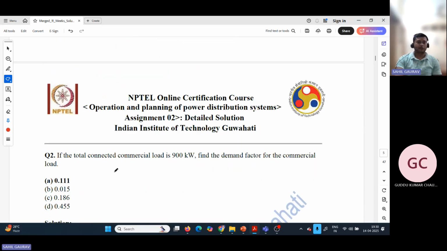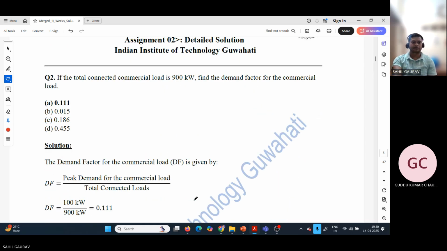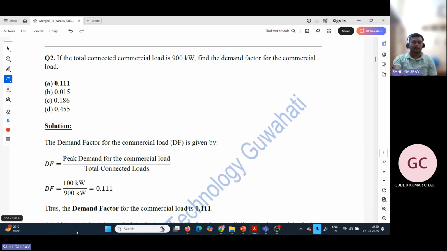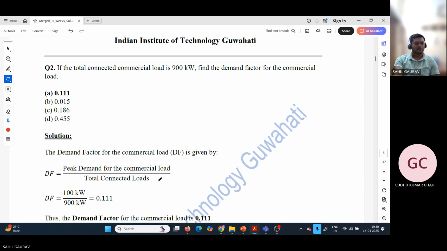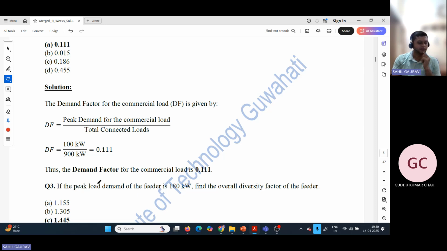Now the next problem, we have total connected commercial load of 900 kilowatt. Find the demand factor for the commercial load. Demand factor, we know, is maximum demand upon total connected load. So maximum demand is 100 kilowatt for the commercial load, while total connected load is 900 kilowatt. So we'll get the demand factor accordingly.